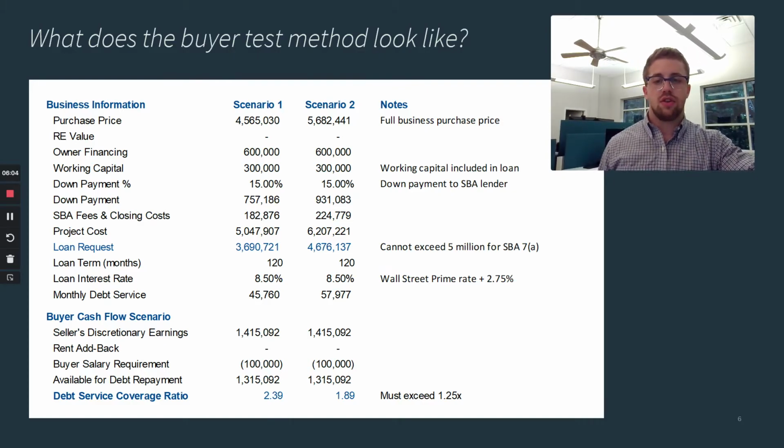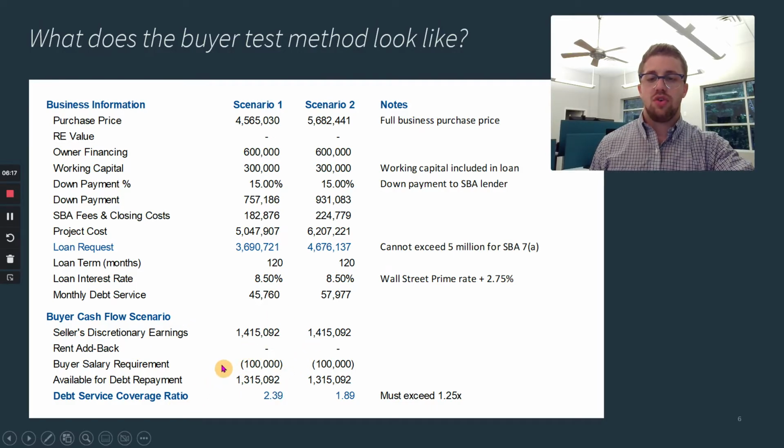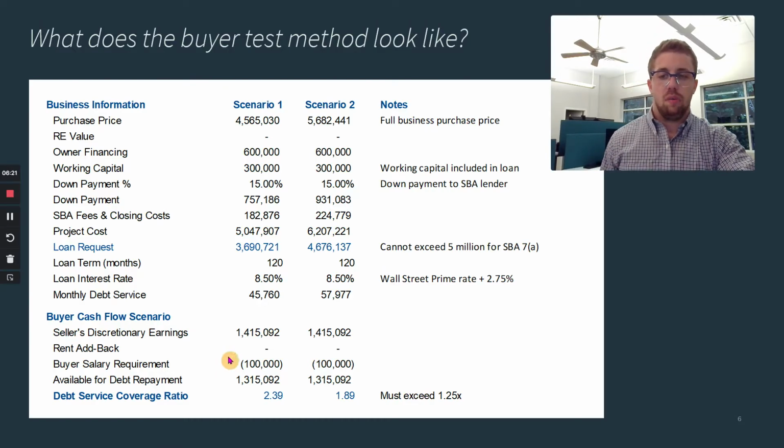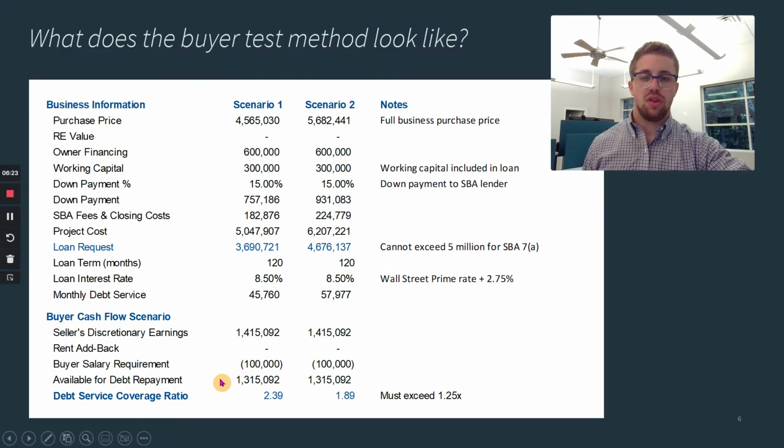I would say a good rule of thumb is not to go below $75,000 unless the spouse of the borrower has a job and you can kind of substantiate that their bills would be paid by that and get away with a little bit less here. And so that leaves you with an amount available, or SDE, after paying those things of $1.3 million. So when you divide $1.3 million by the annual debt service, or the $45,000 times 12, you end up with a debt service coverage ratio of 2.4.